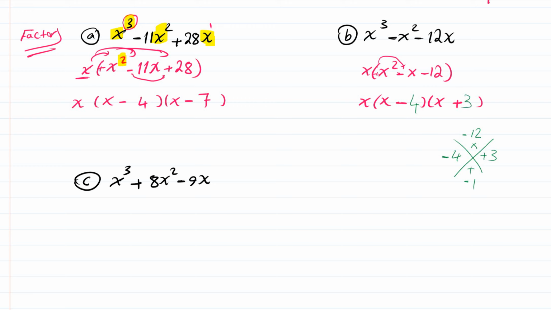Let's go to the last one. We have again x power 3, x in common. It's going to be x power 2 plus 8x minus 9. Again, two brackets.